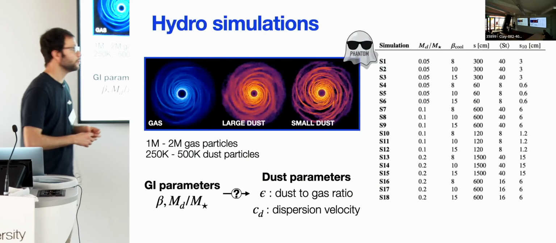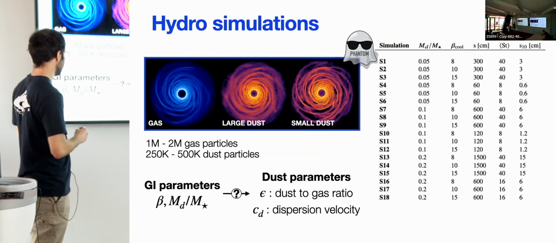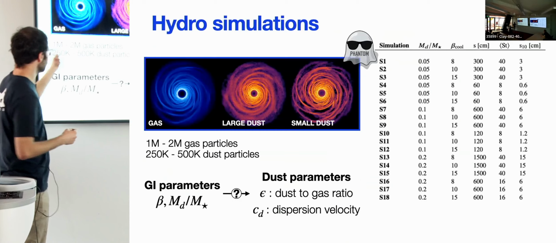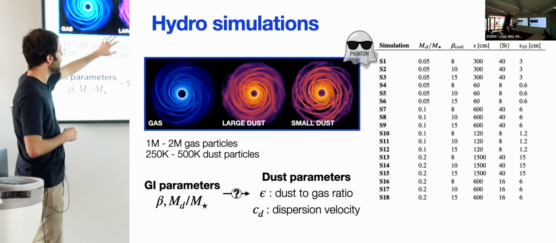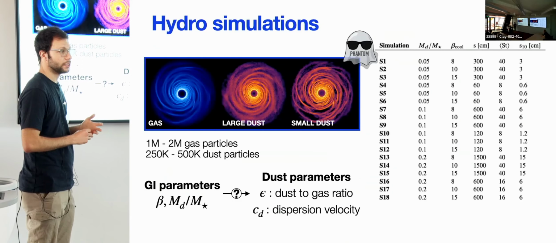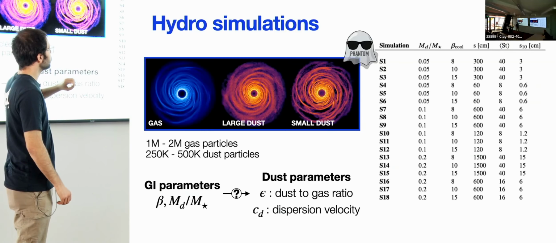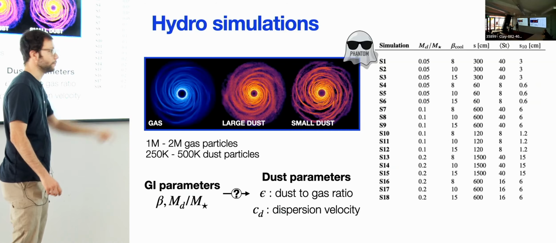So what we are doing with Phantom is to perform numerical simulations with the two-fluid implementation at a high resolution. We are studying gas, large dust grains, and small dust grains. We try to explore as much as possible the parameter space, and this is the set of simulations I've performed: 3 different disk to star mass ratios, 5%, 10%, and 20%.